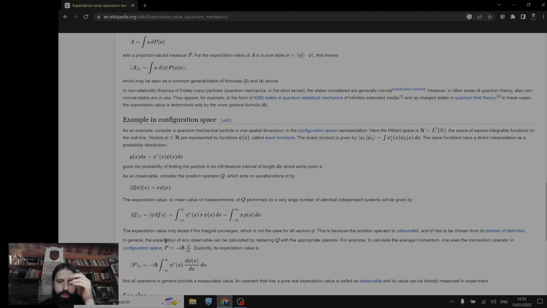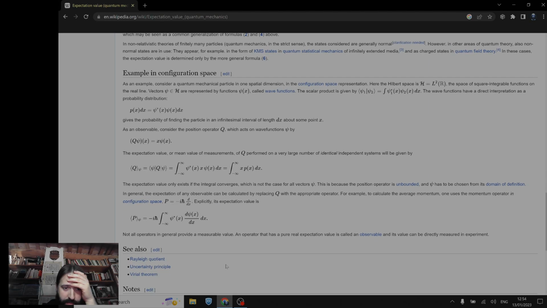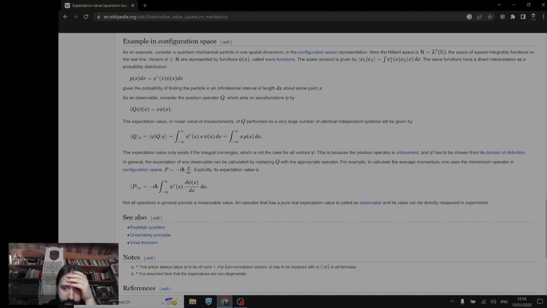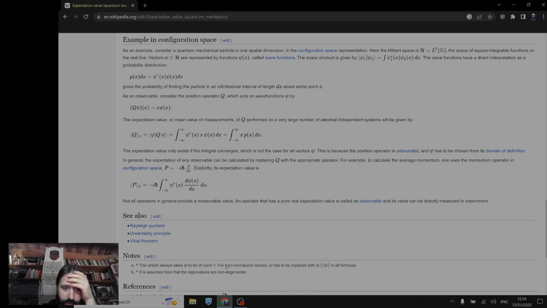The expectation value exists not for all vectors, because the position is unbounded and has to be chosen from its domain of definition. Calculate the average momentum when it's the momentum operator in configuration space. Okay.